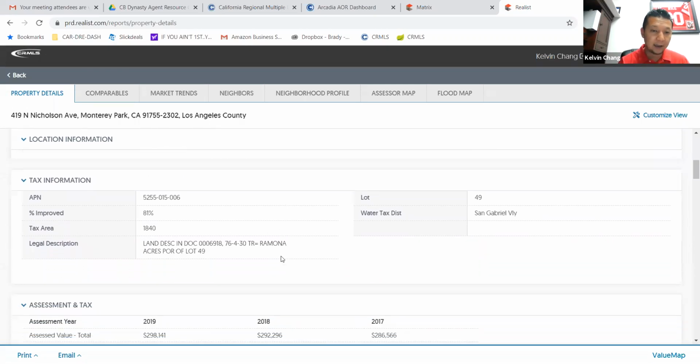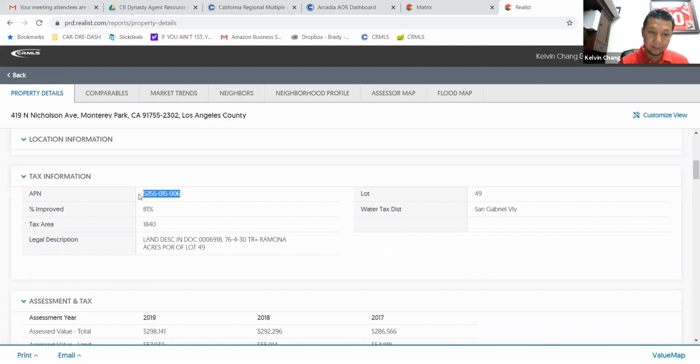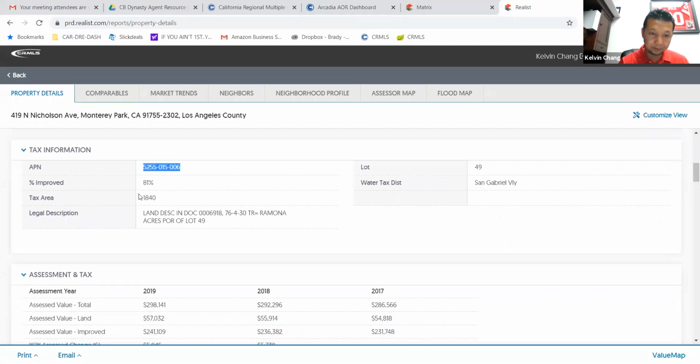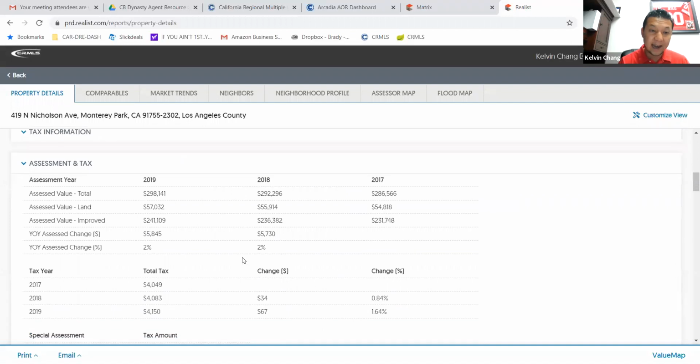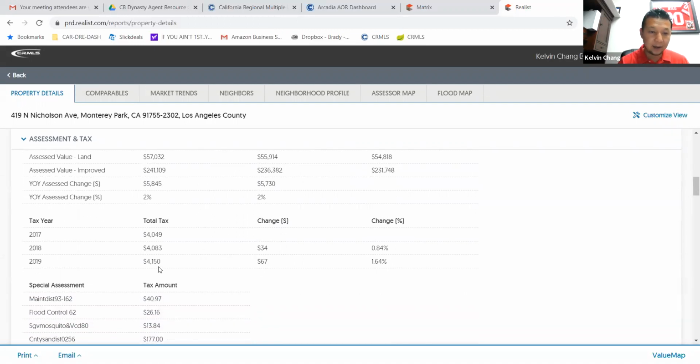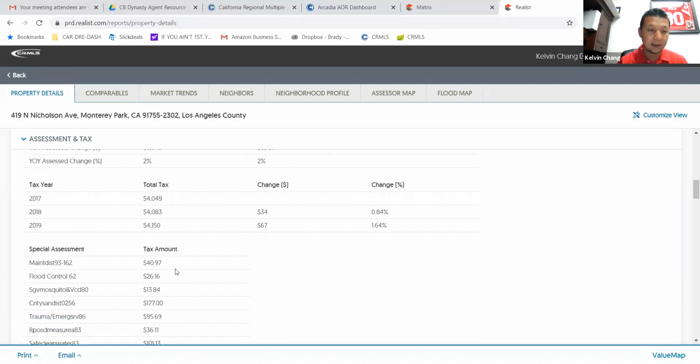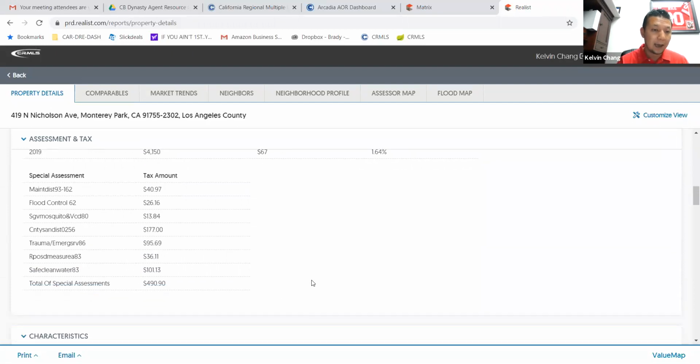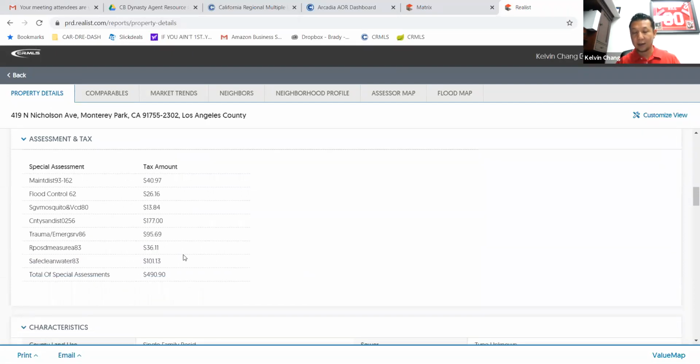And you look at here, you can verify what is the APN number. That's very important. The legal description, the tax year. And so I can see this is being assessed at 2019 for roughly $5,800 annually. The total tax right here, the assessment value is higher. They get a reduction because they used it as a primary residence. Their tax is $4,150 annually. This is a very low tax rate. It's a good income property. And any special assessments, which the city or county is knowledgeable about.